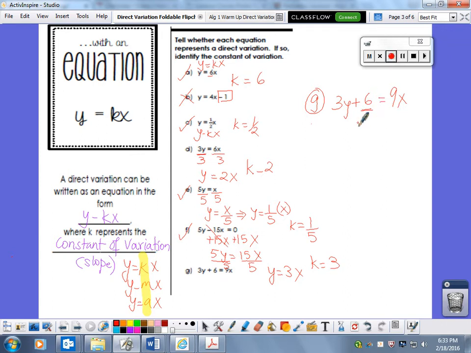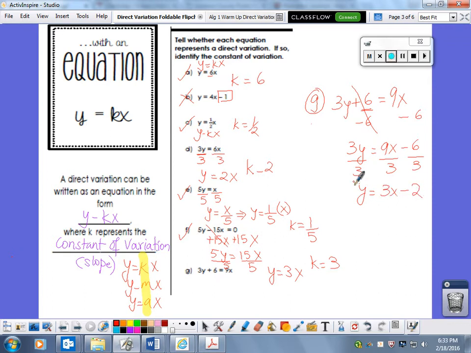So since 6 is positive, I'm going to subtract 6 on both sides of the equation there, and I'm left with 3y is equal to 9x minus 6. Now again, this is not the final answer. I have to divide by 3 for each of these terms because I want y all by itself, and whenever you do any operation you have to do it for all the terms in your equation.